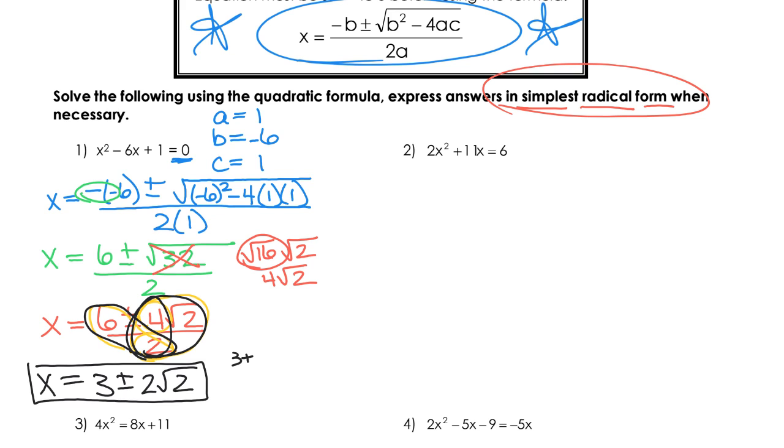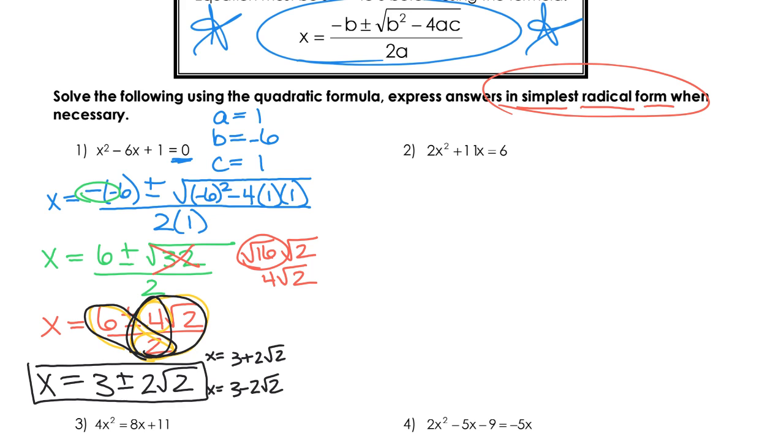3 plus 2 square root of 2, if you want to know what the decimal is, and 3 minus 2 square root of 2. And you can see that these answers look like they do when we do completing the square. And so we could have also solved this by completing the square and hopefully got the same answer in the end. But this is 4 steps, versus completing the square, which seems to be longer than 4 steps to get to our answer.